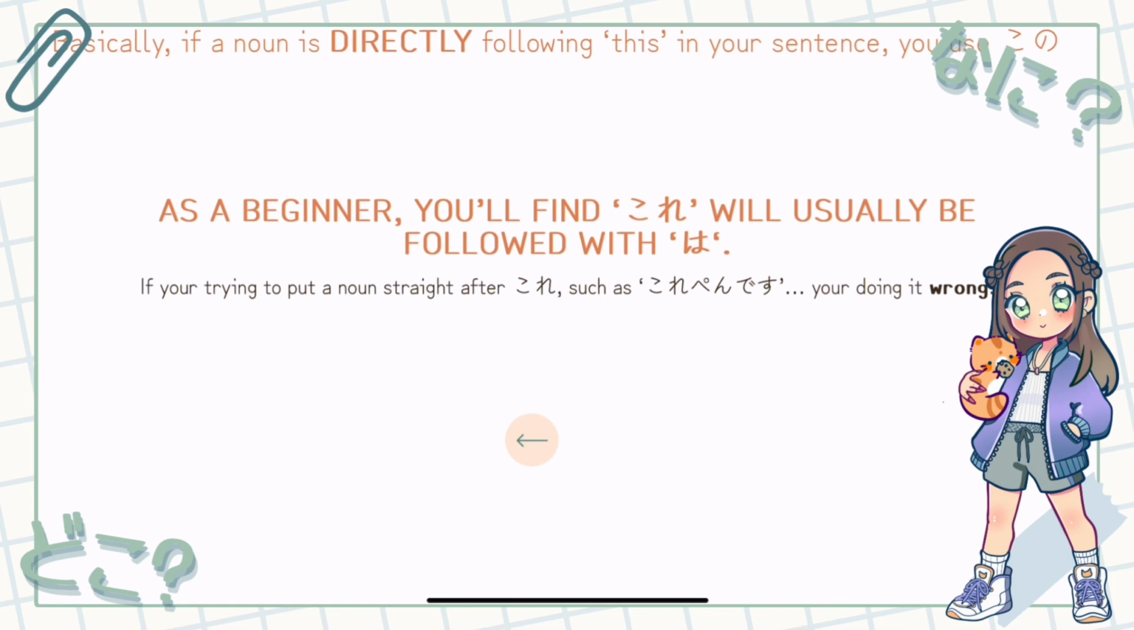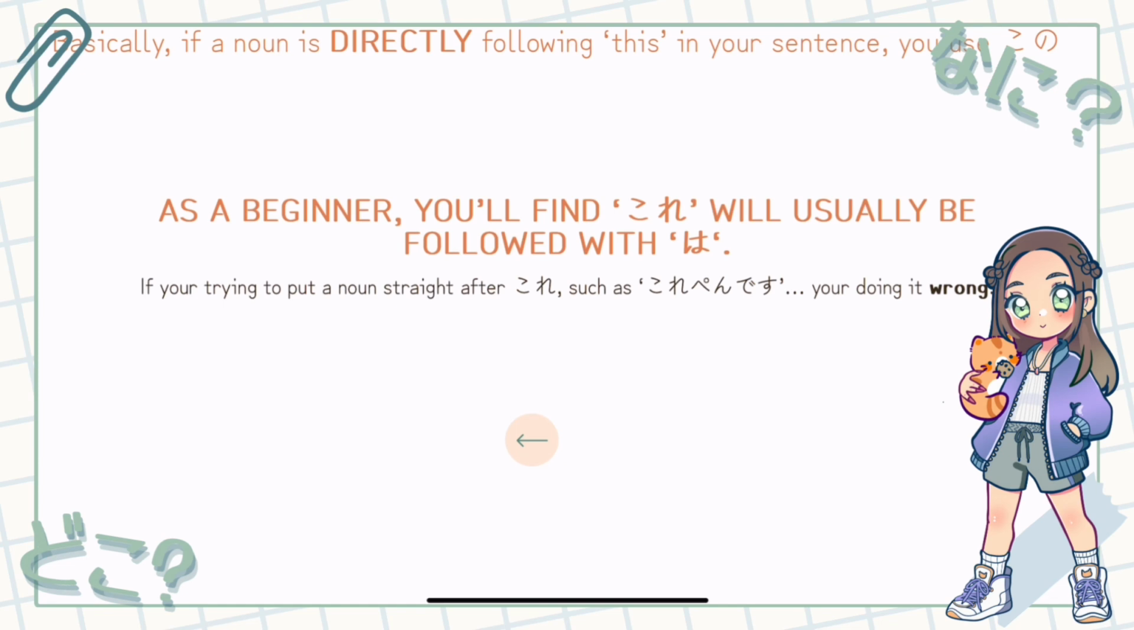So if you're trying to put a noun straight after kore, such as kore pen desu, you are wrong. It's not right. And I think that's actually where a lot of people end up going wrong with this one. They try and say kore pen or kore pen wa desu. It's always the ordering that ends up wrong. You cannot put the noun straight after kore. You need a wa in there.